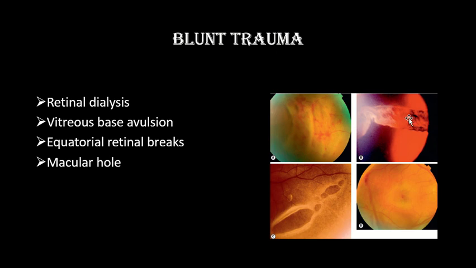And here there is avulsion of the vitreous base. This is also known as the bucket handle sign, and the patient will not lose vision immediately, but these patients are subsequently going to have retinal detachment. And then there is an equatorial break in the retina, which can lead to retinal detachment formation, and we need to treat these retinal breaks prophylactically.